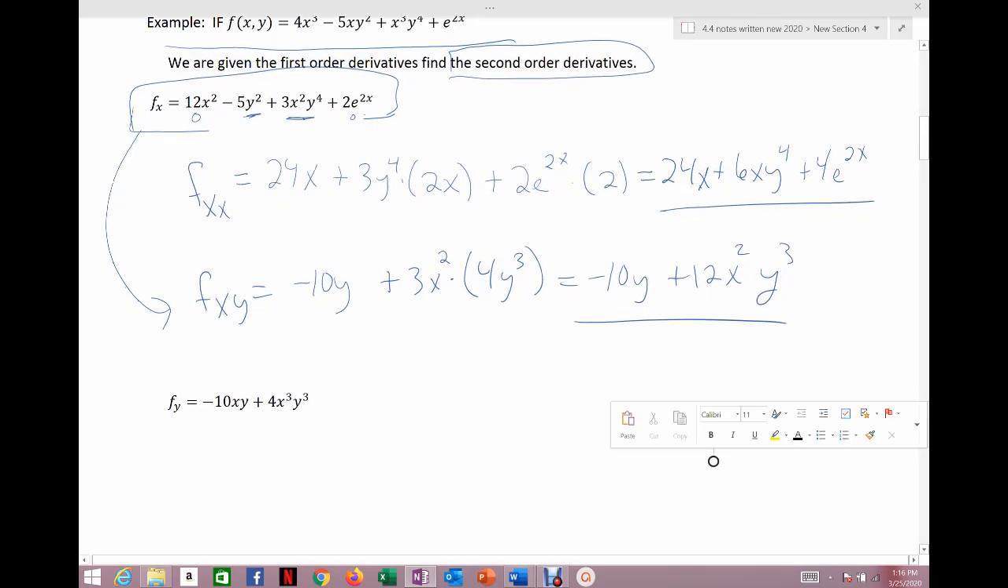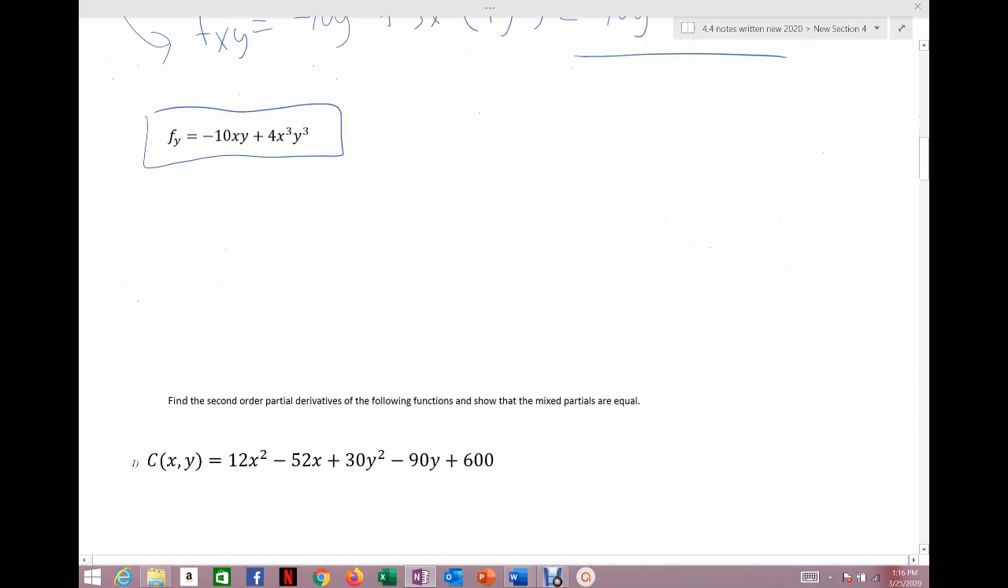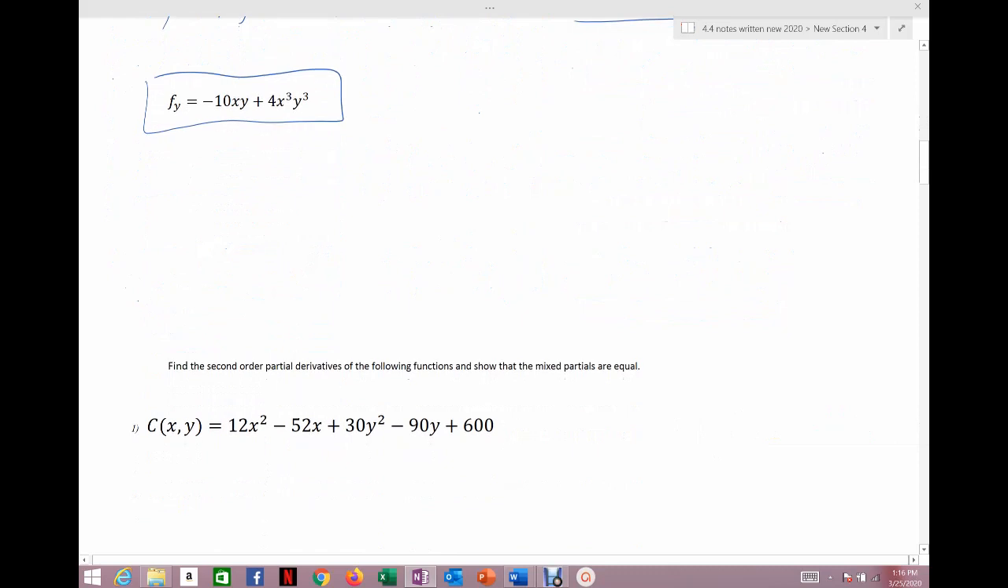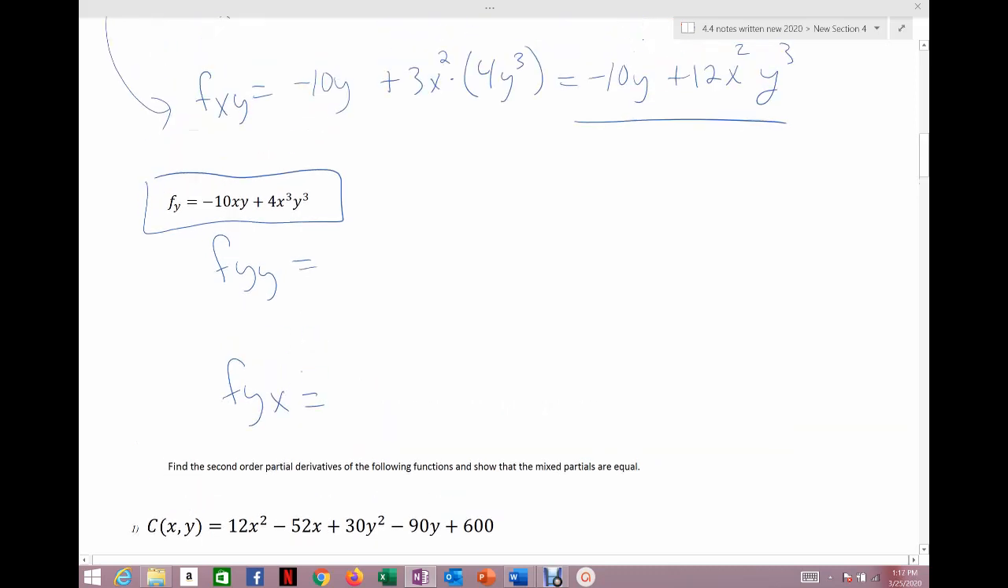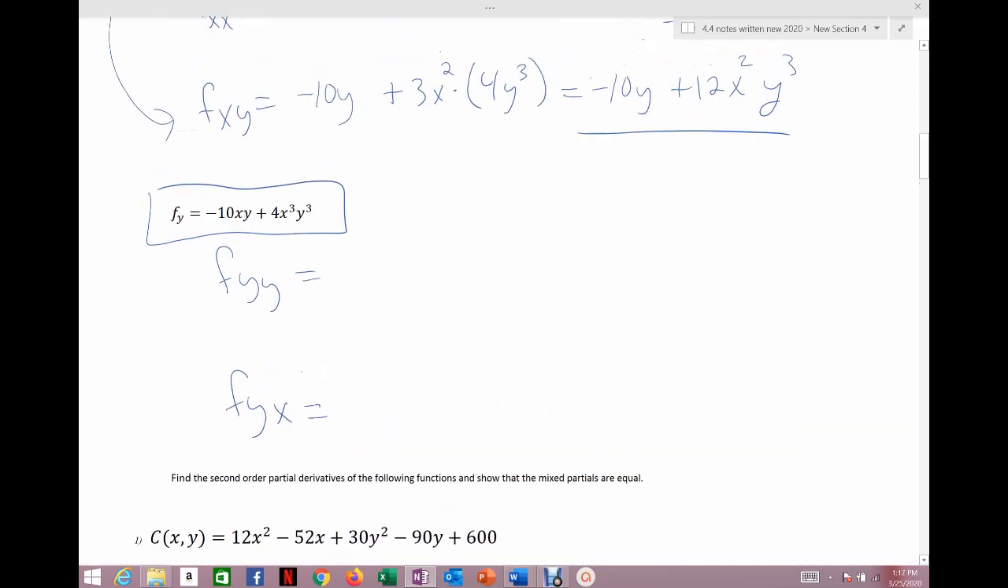Alright, so there's using the f sub x. I'm done with that function. Now I'm going to move on to the f sub y, the derivative of my function with respect to y, and take each of its derivatives. So with respect to y twice, and then with respect to y and with respect to x, which that one should look exactly like the one I have above.